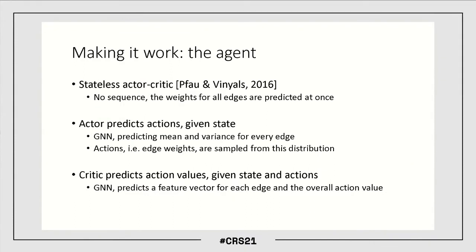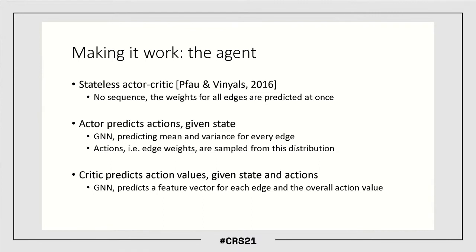Right, so it was not so easy to make it work as we expected in the beginning. In the end, the setup that we selected was this model called the Stateless Actor Critic. From what we know, it has not really been used in practice. It was introduced by Pfau and Vinyals in their seminal work on finding a connection between actor-critic and the GAN world. The idea there is that there is no sequence. We predict the whole graph at the same time. The actor predicts the actions, which are the weights of every edge, and then the critic predicts the action values, given the state and the actions.